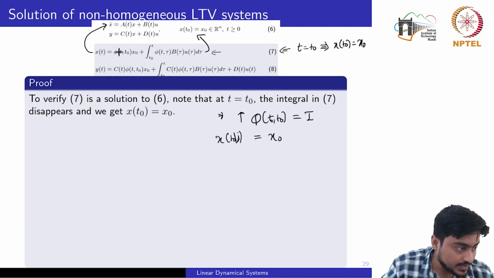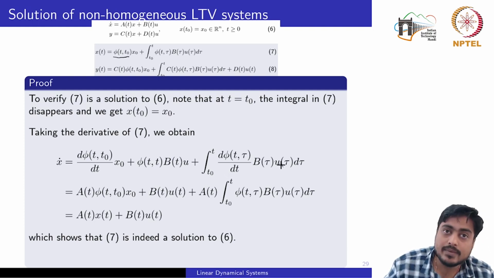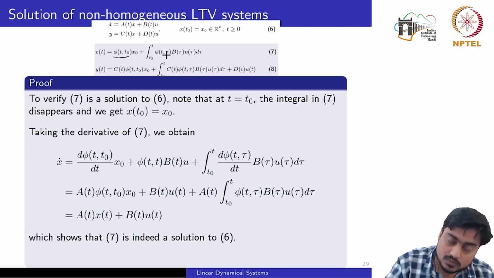So I need to take the derivative of this x(t). X dot is equal to, because this is the only part which is a function of time, so we take d phi by dt into x naught, plus by using the differentiation rule of integral, because inside the integral we have only the function phi, which is a function of t. So we take the derivative of this function phi. B and u would remain as it is, we won't be taking the integral, plus the final value of this integral at time t. So tau basically would become t, phi(t, t).